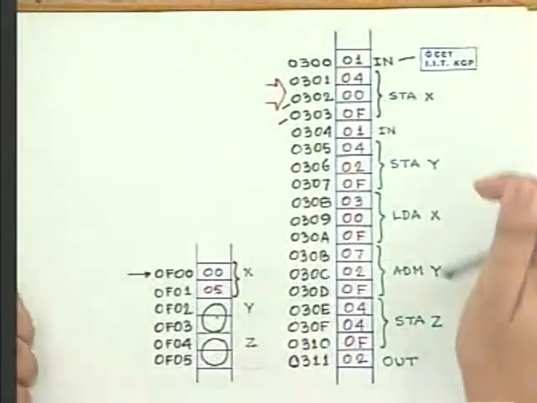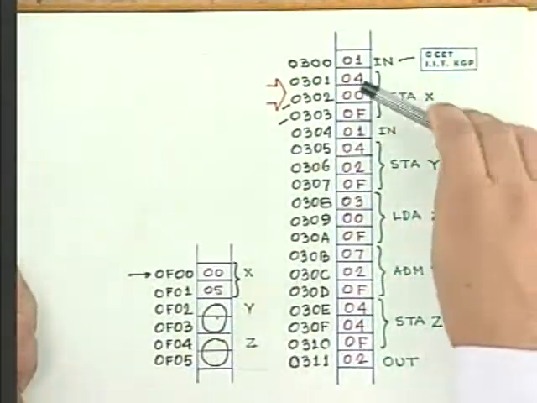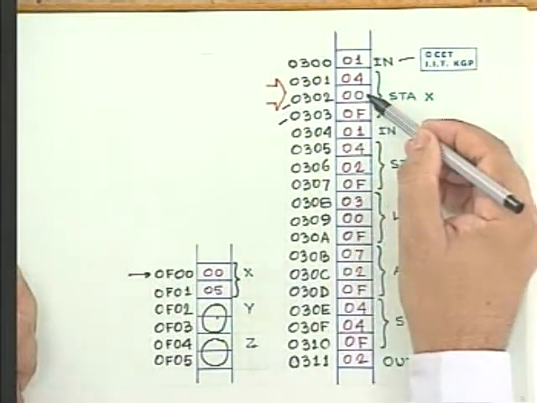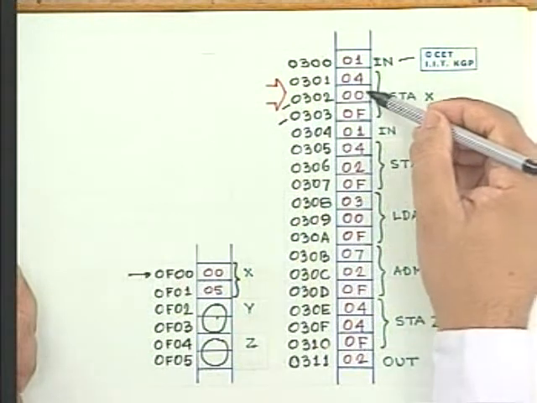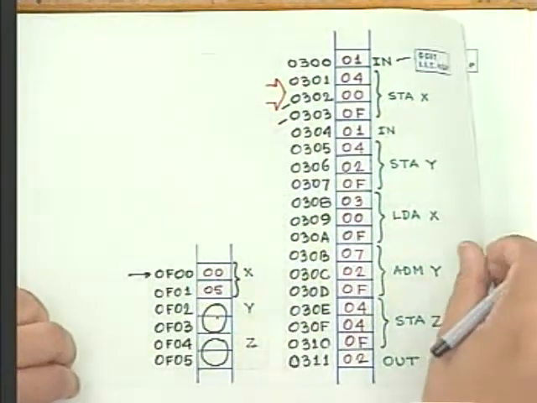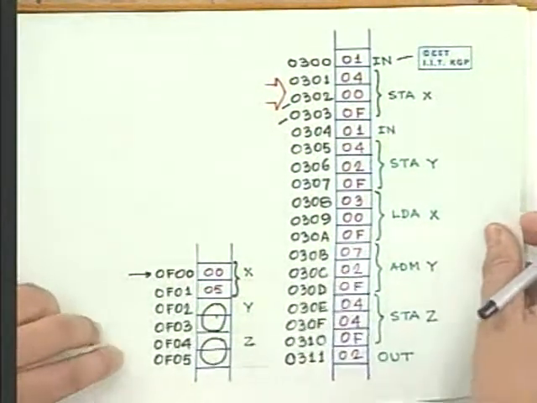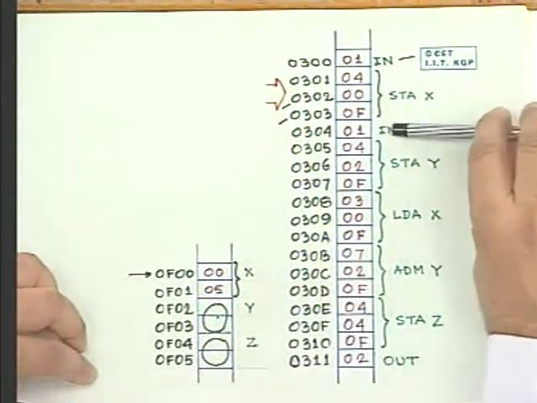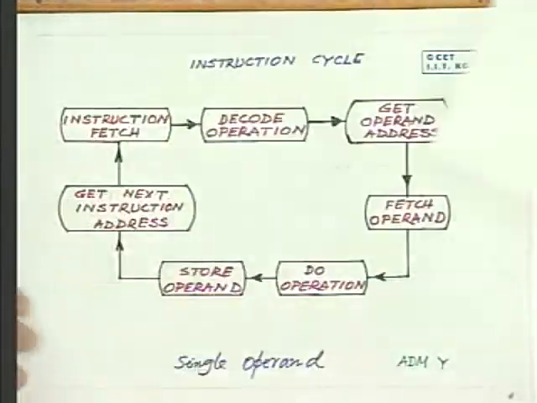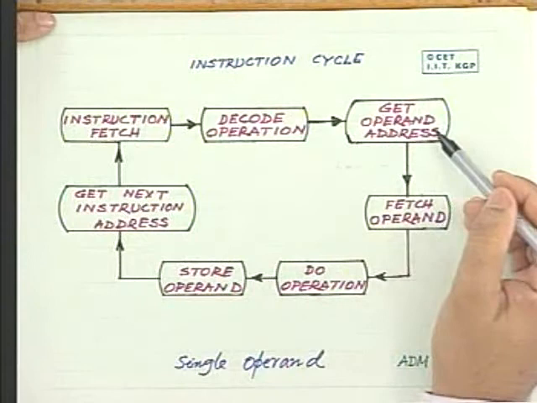You see that as I get the operand address for store accumulator X, the operand address in fact was pointed to by the program counter itself. It will be incremented twice, first to this location and then to this location, so that by the time the store accumulator X instruction is executed, the program counter is pointing to the next instruction. Therefore, we get that operand address.